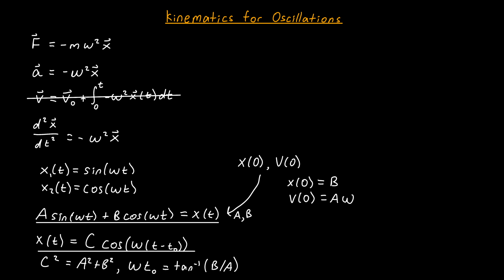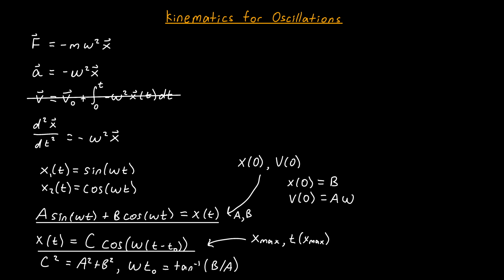Now, the second form of our trajectory, c cosine omega times t minus t0, that's useful if what we know beforehand is the amplitude, x maximum, the maximum distance or the maximum deviation from equilibrium that our system will ever take on, and we know the time at which that maximum occurs, or any one of the times at which that maximum occurs, since it's oscillatory motion.